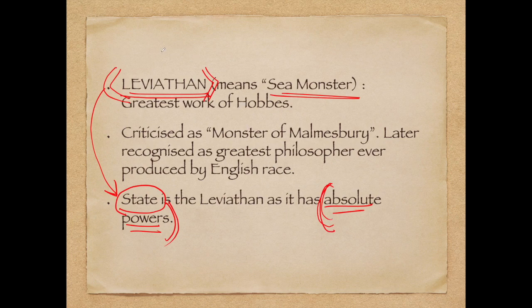Because of these kind of views that he had, and he gave absolute powers to the state, initially Hobbes was called the monster of Malmesbury. Initially he was called this, and he was criticized vehemently. Later on, when people started making a comparative analysis of the work Hobbes had done with the work done by subsequent scholars, they realized the value of Hobbes' contribution to English philosophy. So they termed him the greatest philosopher ever produced by the English race.